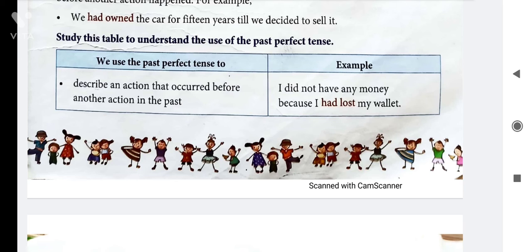It is to describe an action that occurred before another action in past. For example, I did not have money because. Why did he not have money? Because I had lost my wallet. Because I lost my wallet, I don't have money.